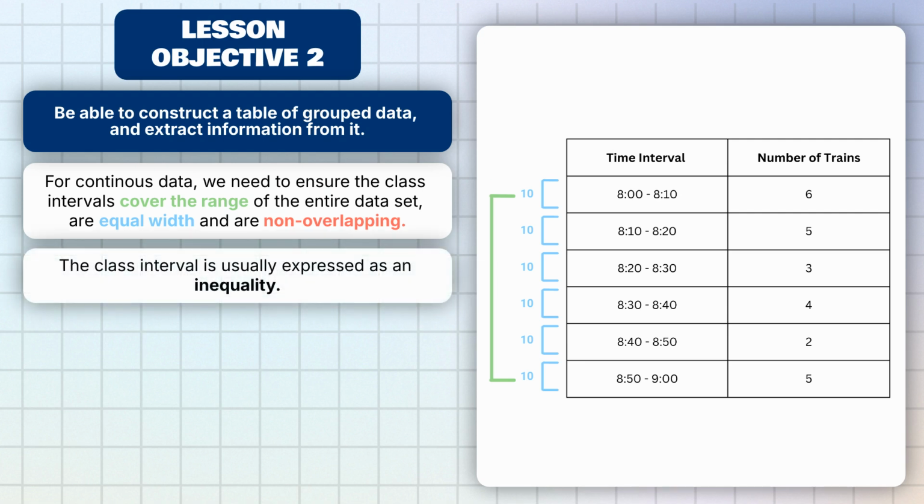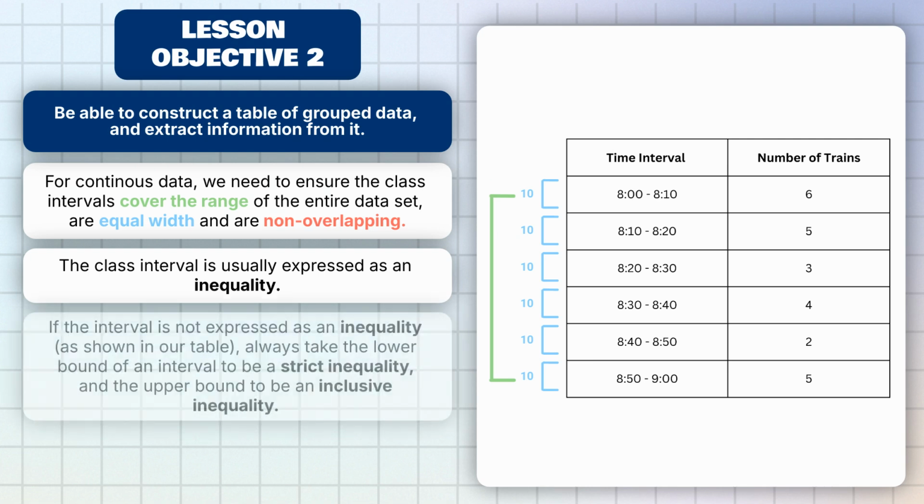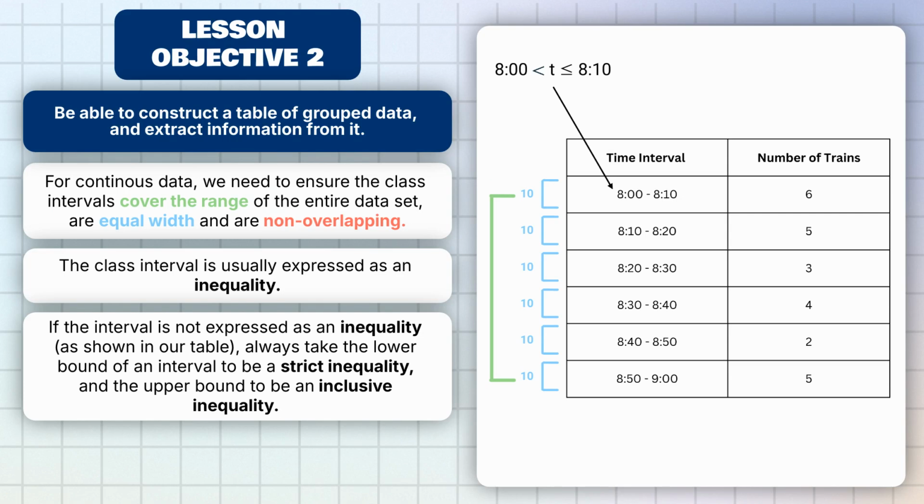It is a convention that if the interval is not expressed as an inequality, then we always take the lower bound of an interval to be a strict inequality and the upper bound to be an inclusive inequality. For example, the interval 8 o'clock to 8:10 means we take any times that satisfy the inequality. Here t is more than 8 but less than or equal to 8:10. This ensures our intervals are non-overlapping. So what would we do if, in the above example, a train had left the station at 8:10? We should record it in the first interval, 8 o'clock to 8:10.